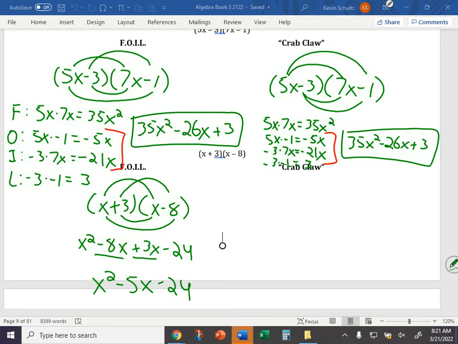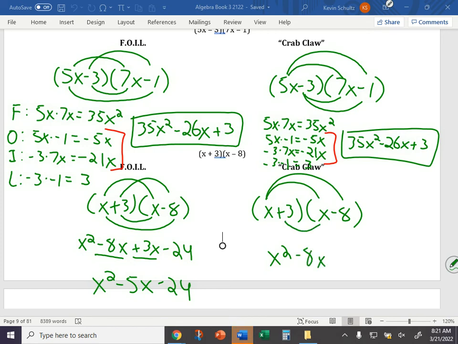Okay? Using crab claw, hopefully we get the same thing, or we get to sing a little tune. x times x is x squared. Over the top, we get x times negative 8, negative 8x. Underneath, 3 times x, positive 3x. And 3 times negative 8, negative 24. Those will combine the same way as they did in the other method. x squared minus 5x minus 24.